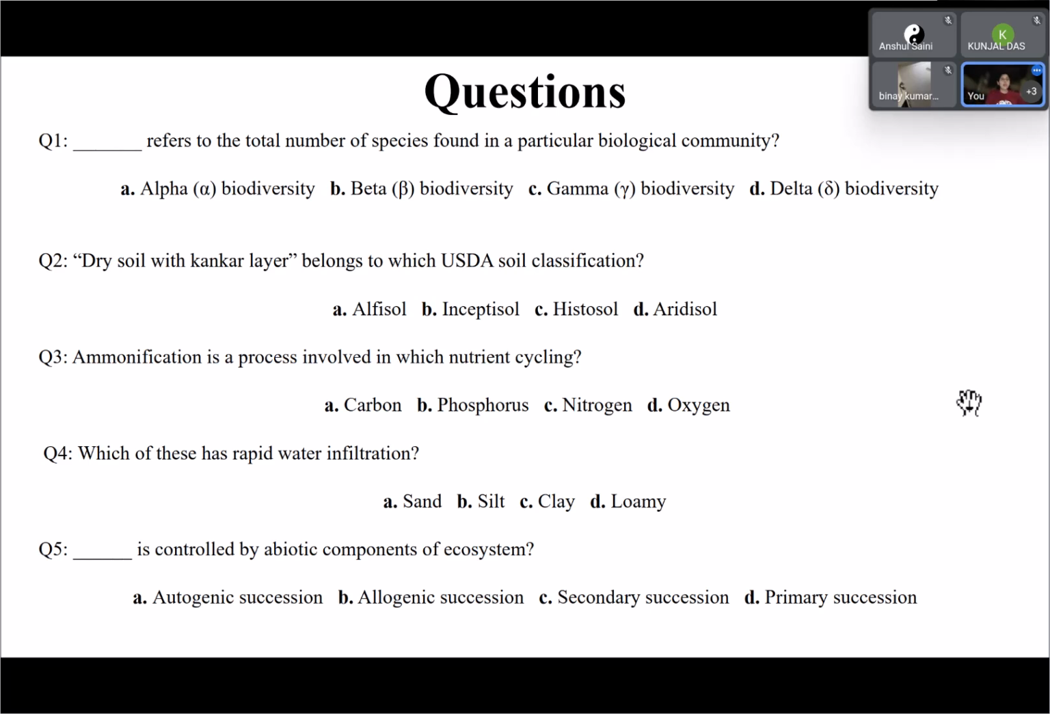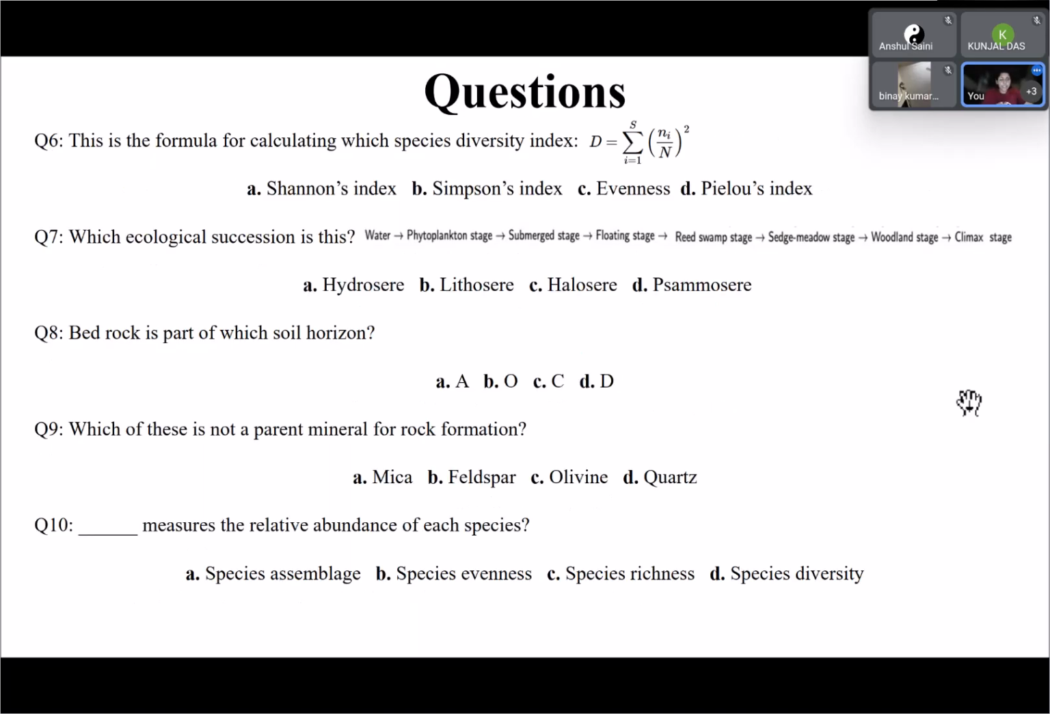Fourth is what I was talking about, all the different kind of properties of the different kind of constituents of the soil, right? Fifth, we have discussed already. Sixth, if you see, this is one of the formula of one of the indexes here. Seventh, see the starting place that we have started with. So that determines what kind of ecological succession we are talking about, and then what are the different stages of these successions. I've already discussed this. Eighth is about soil horizon, which I have mentioned that you need to be very careful.